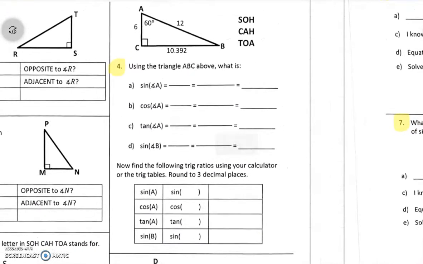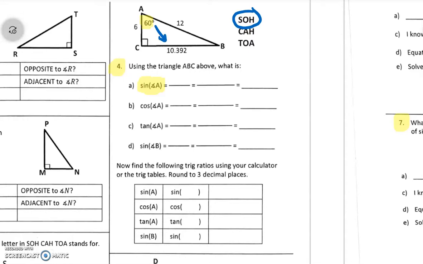Number 4 says, using the triangle ABC above, what is the sine of angle A? First question, what's the sine of angle A? They are not asking for the measurement of angle A, they are asking for the sine of angle A, which means the sine ratio of angle A. You can see, and it's even little cheat sheets right here for you, right? Sine, SOH, stands for sine is equal to opposite over hypotenuse. So if I go up to angle A, that's right up here, this 60-degree angle. The side that is opposite is 10.392.